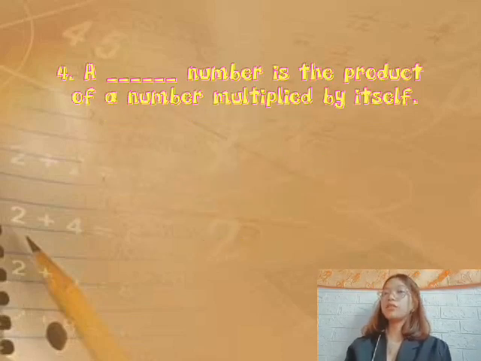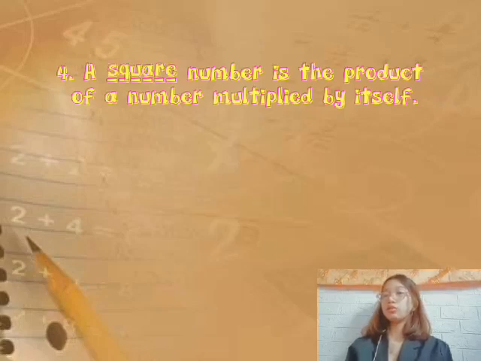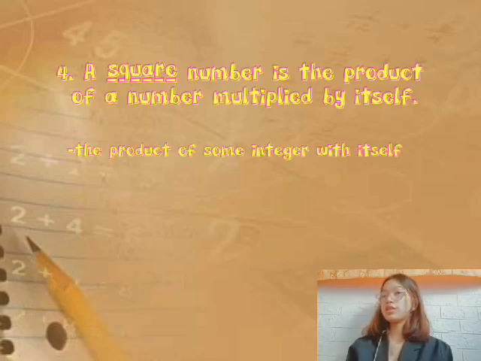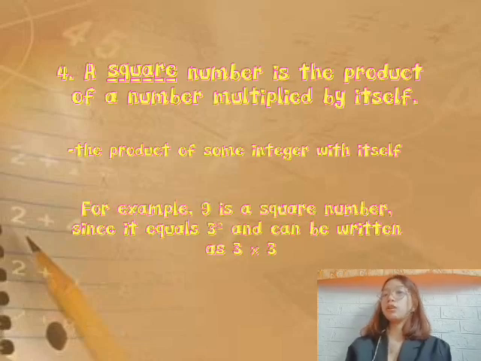Four. A blank number is the product of a number multiplied by itself. The answer is square. A square number or perfect square is an integer that is the square of an integer. In other words, it is the product of some integer with itself. For example, 9 is a square number since it's equal to 3 squared and it can be written as 3 times 3.